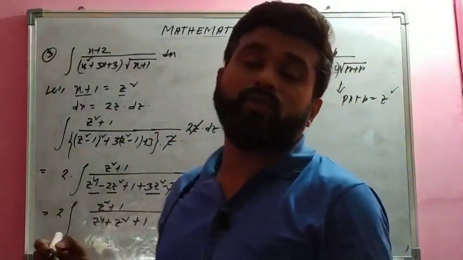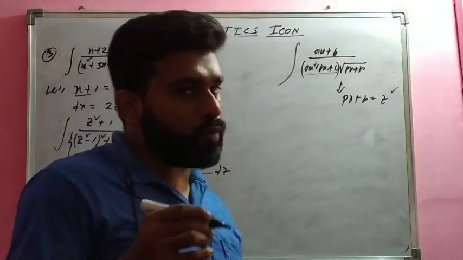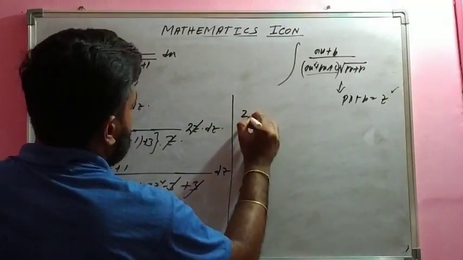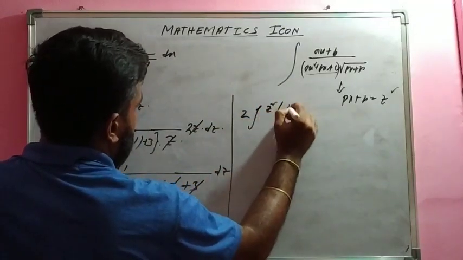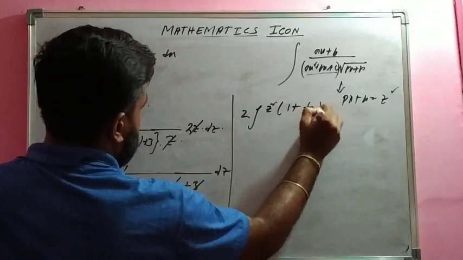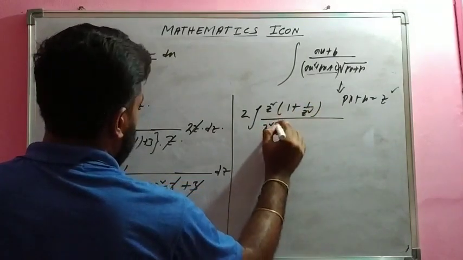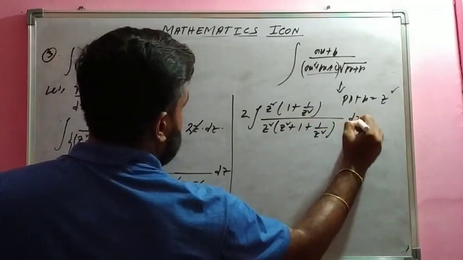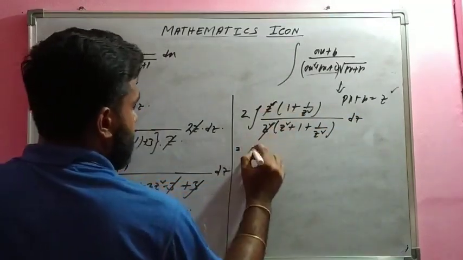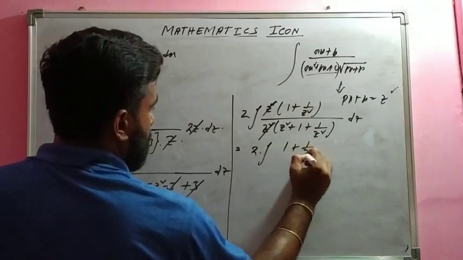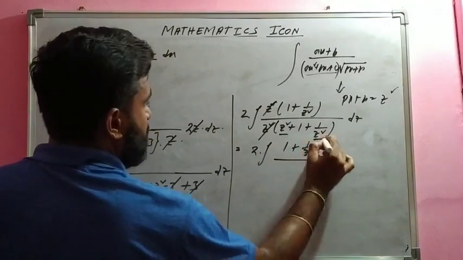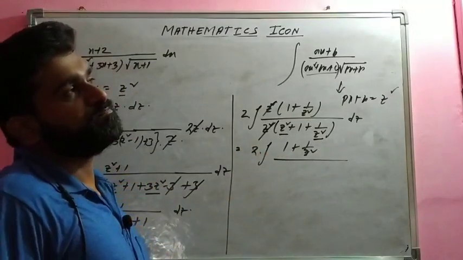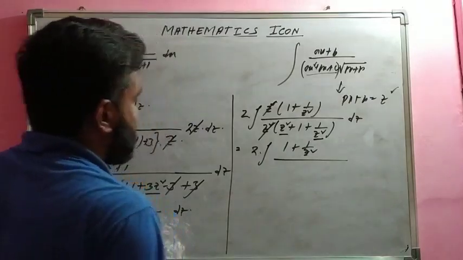That means you have to take x square as common from the numerator as well as from the denominator part. Okay, so that means 2 z square common आएगा 1 plus 1 by z square and नीचे जो है z square common आएगा z square plus 1 by z square dz. That means z square cancel, 2 1 by 1 plus z square, and I think in this place you have the plus sign in the middle. That means you should use the minus formula.